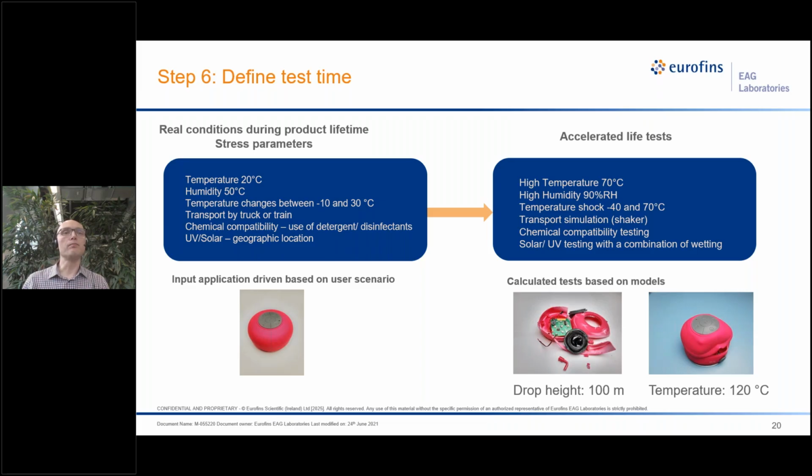And another example is the user profile for a smartphone, which is set at 20 degrees Celsius and 50% relative humidity. Then an acceleration factor can be applied, for example, testing at 70 degrees Celsius with a relative humidity of 95%. And of course, the question could be asked, why not test at an even higher temperature to introduce a higher acceleration factor, resulting in a shorter test time? So there's always the discussion, how far can we go with the acceleration factor?